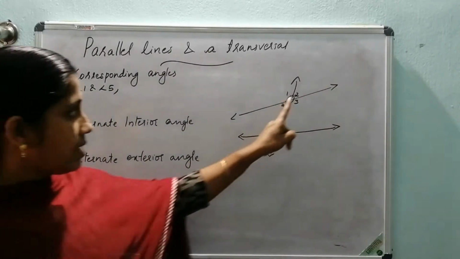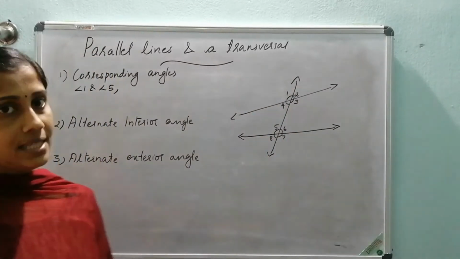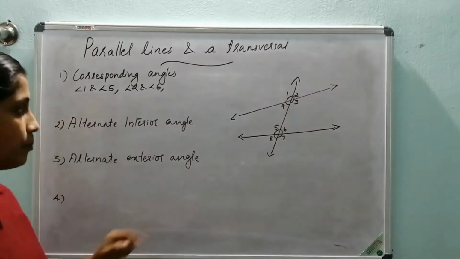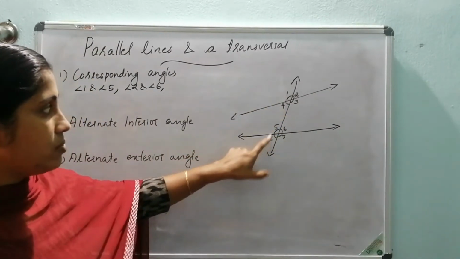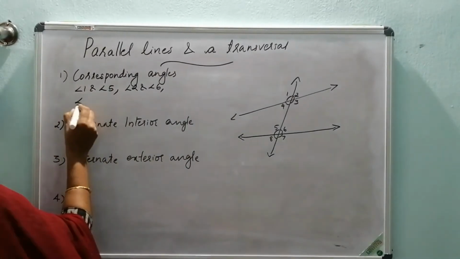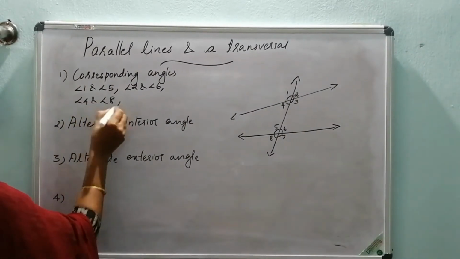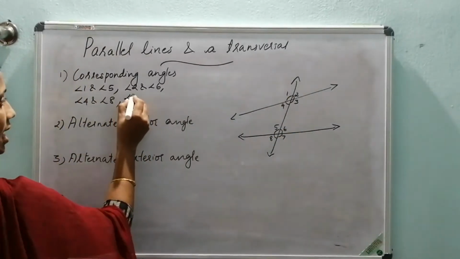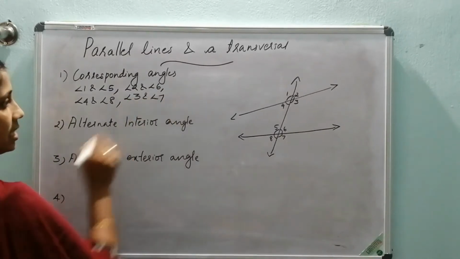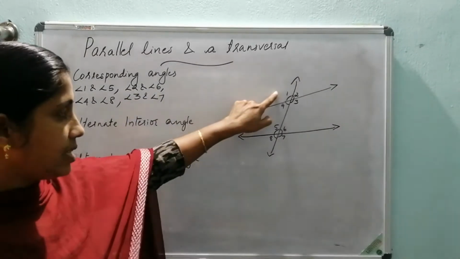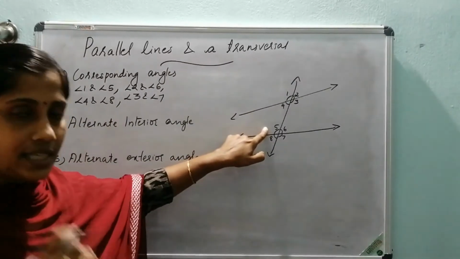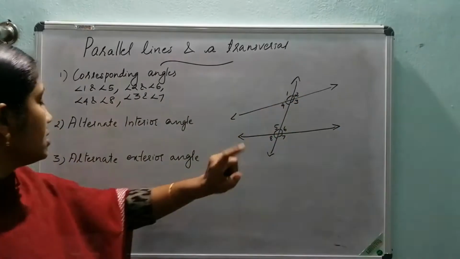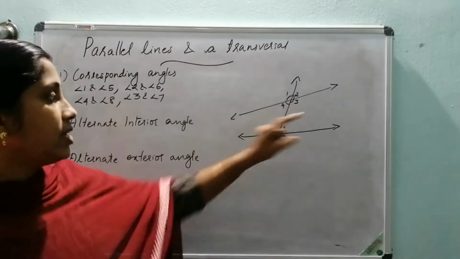In the same way, angle 2 and angle 6 are corresponding angles. Then here, one interior and one outside, angle 4 and angle 8 are corresponding angles. Then angle 3 and angle 7 are also corresponding angles. One is exterior and one is interior, and they are on the same side of the transversal. So: angle 1 and angle 5, angle 2 and angle 6, angle 4 and angle 8, angle 3 and angle 7.